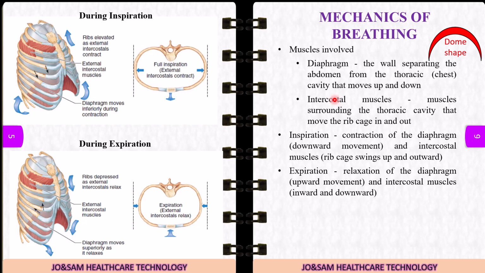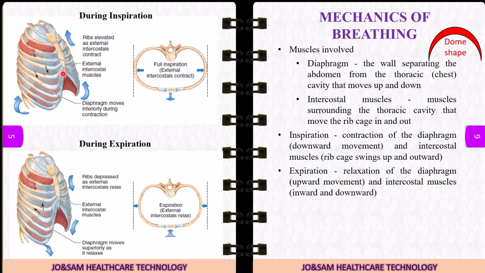Next is the intercostal muscle. The intercostal muscle is the muscle that surrounds the thoracic cavity and is responsible for moving the chest in and out. Next, we are going to focus on how these two muscles are involved in the process of respiration, that is, what happens during inspiration and during expiration. During inspiration, both the diaphragm and the intercostal muscles contract. The diaphragm moves downward and the intercostal muscles move upward and outward. During expiration, both the diaphragm and the intercostal muscles relax. The diaphragm moves upward and the intercostal muscles move inward and downward.